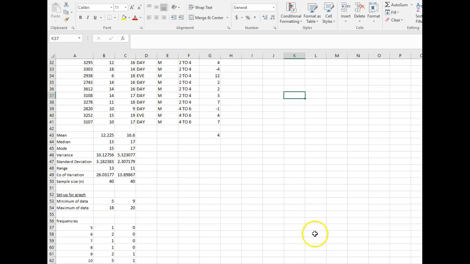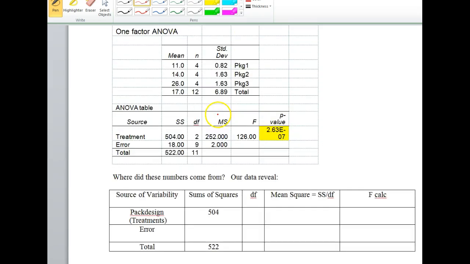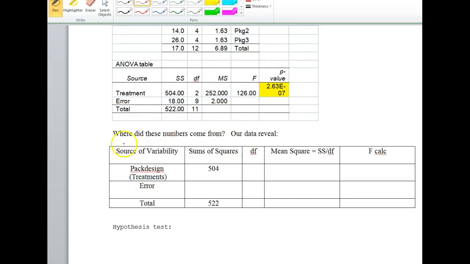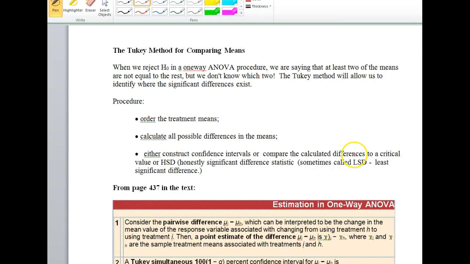Okay, all right. What am I looking at? Okay, so this was the output. We see that we have this already in our sheets. I kind of ran this on the other sheet. All right, and on to the Tukey method for comparing means.